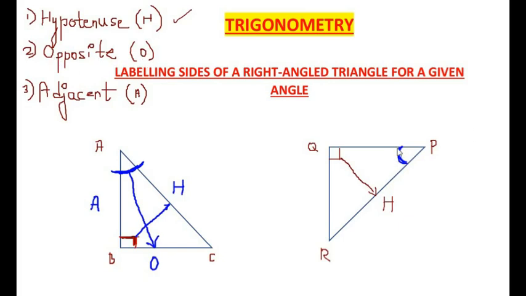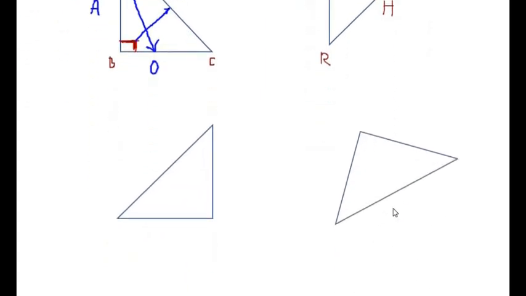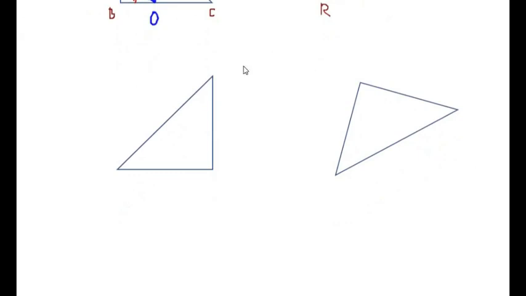Opposite is always opposite to the angle of concern. So angle P is over here, and opposite to that angle is side QR. So this becomes the opposite side, and the other side becomes automatically the adjacent. So this is how we label the sides of a right angle triangle for any given angle. Let us try a different triangle now. Let me give the names here as M, O, N.